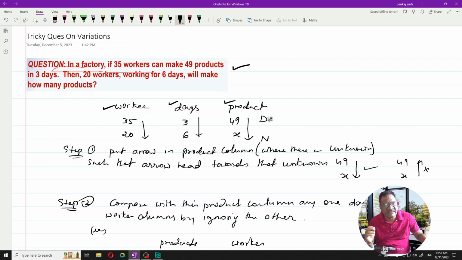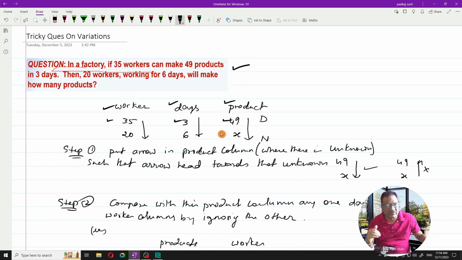Then you have to start filling up the table. First, the information that is given in full, you can fill in all three columns. That you have to fill up first. So 35 workers has been given, so I'll write here 35 under workers. Then can make 49 products, so in the product column I'm going to put 49, and in 3 days, so in the days column I'm going to put 3. This way I have completed the first row, all three column entries.